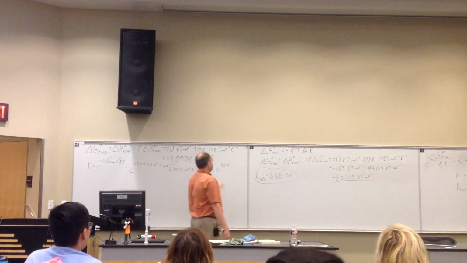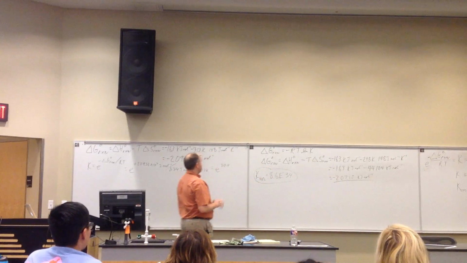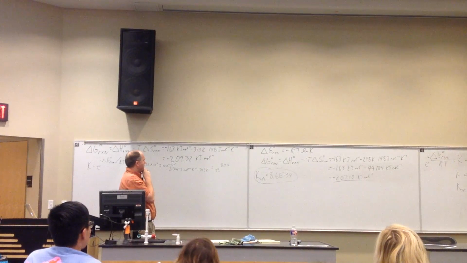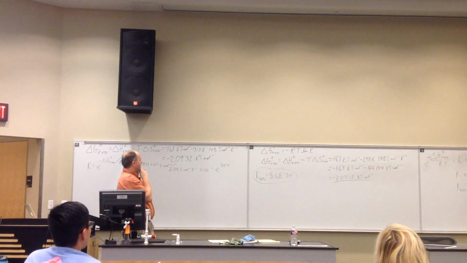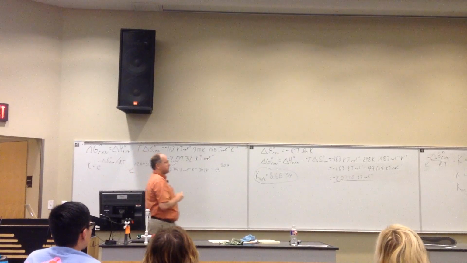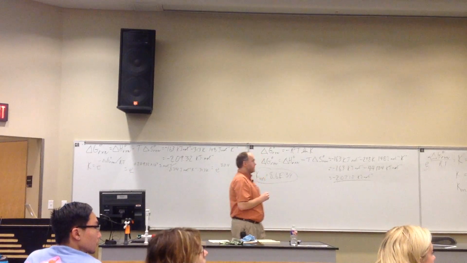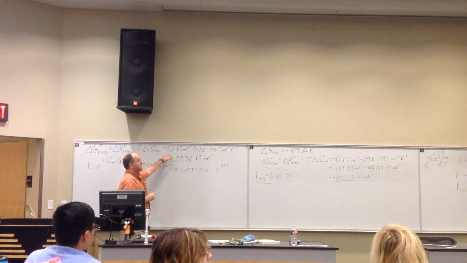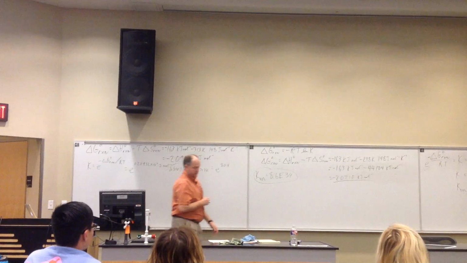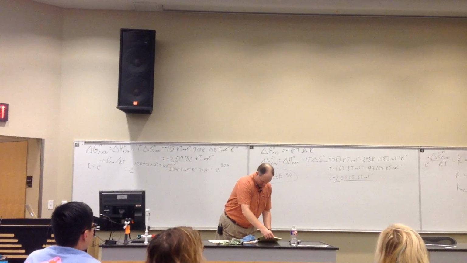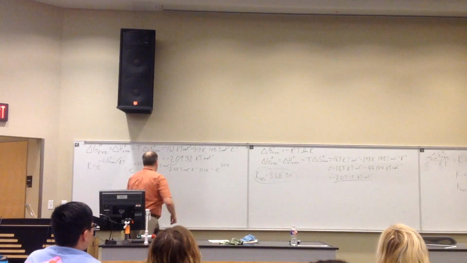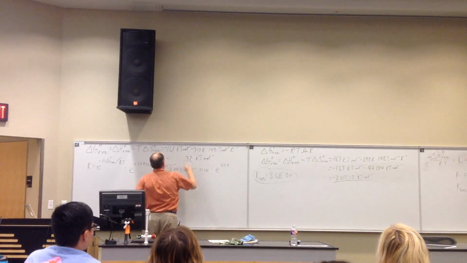This is a bigger quantity, meaning this should be bigger than that, and there's something weird going on here. Second delta G is wrong. The value I put down is wrong. What is it supposed to be?